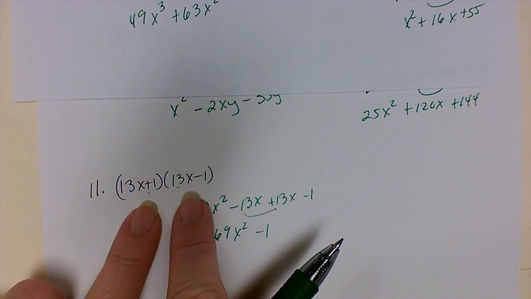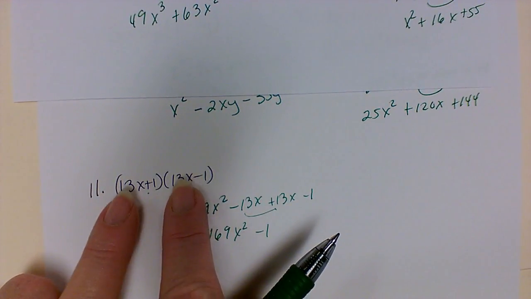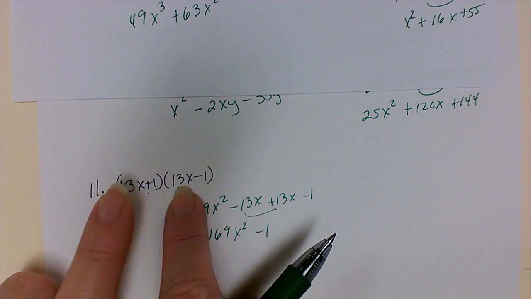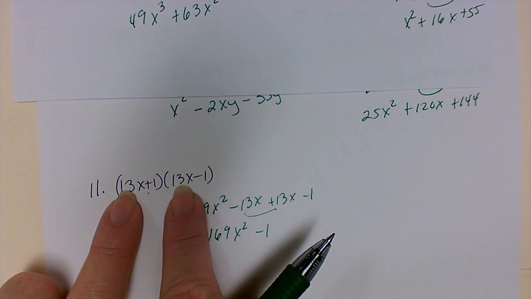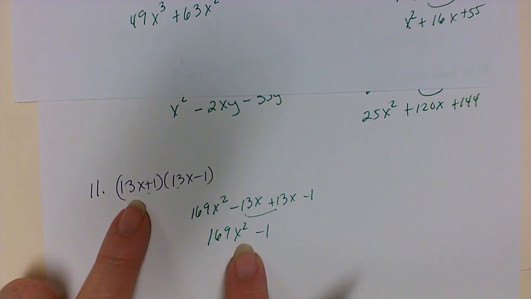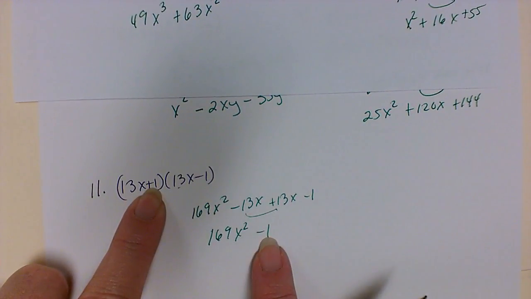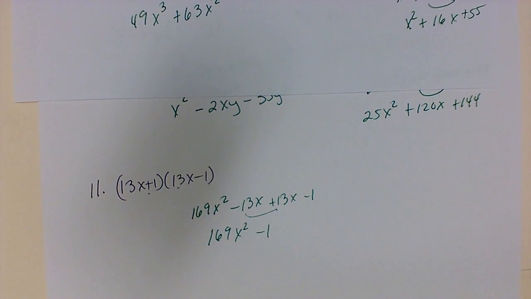Now if you recognize this is going to be difference of squares, you can just square the number out front. 13 times 13 gets us 169x squared, and 1 times a negative 1 will get us minus 1, and you can do it very quickly that way.